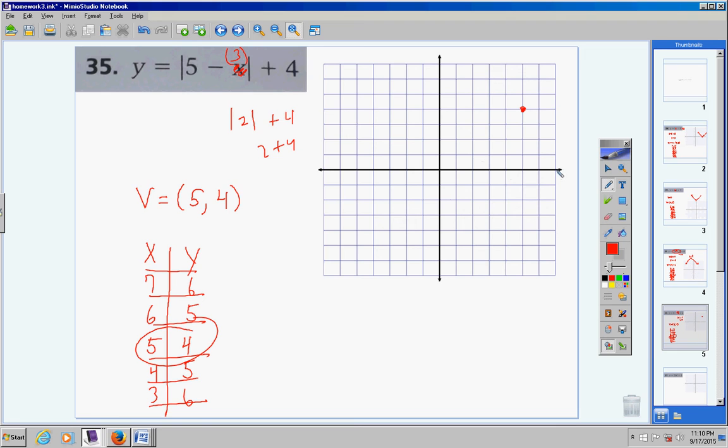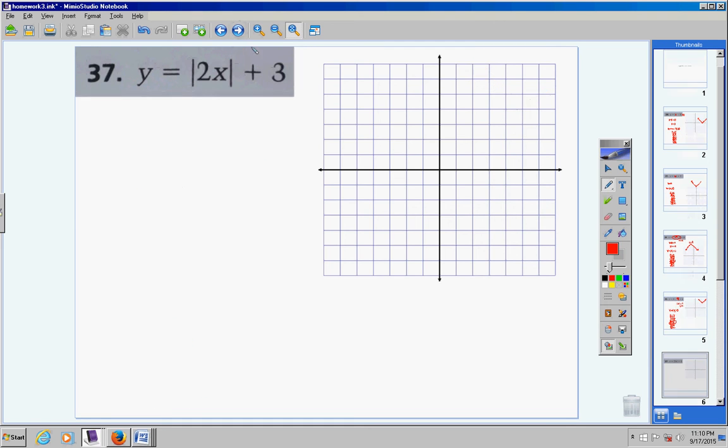Go over 7, up 6. 6, 5. Go over 6, up 5. 4, 5. Go over 4, up 5. 3, 6. Go over 3 and up 6. Perfect V shape. Okay, there we go. Moving on to number 37.